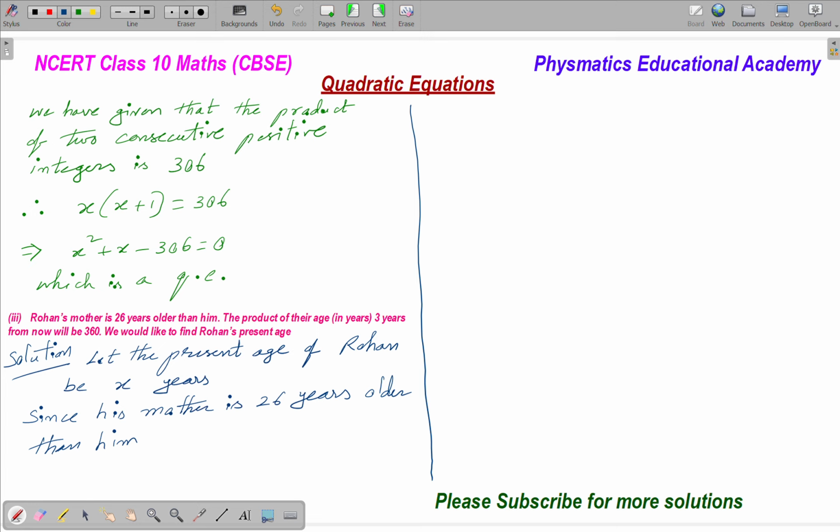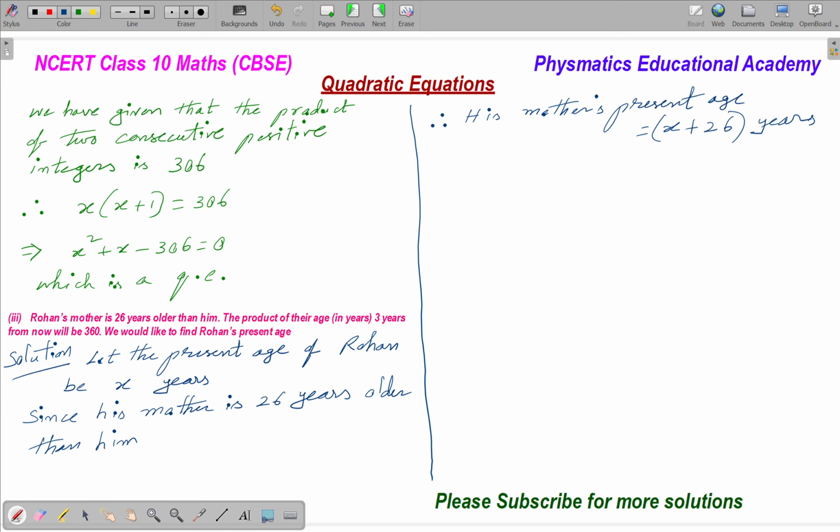Now let us write Rohan's mother's present age. Mother's present age is equal to x plus 26, because his mother is 26 years older than Rohan.